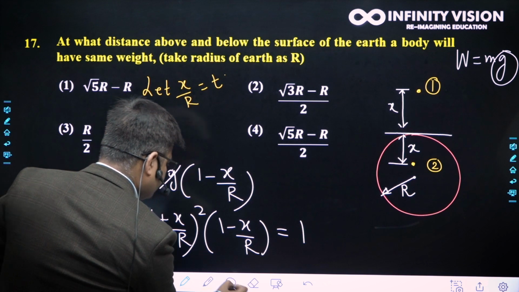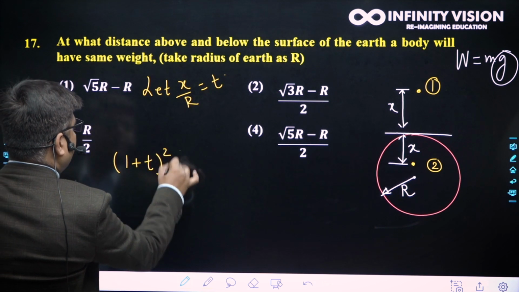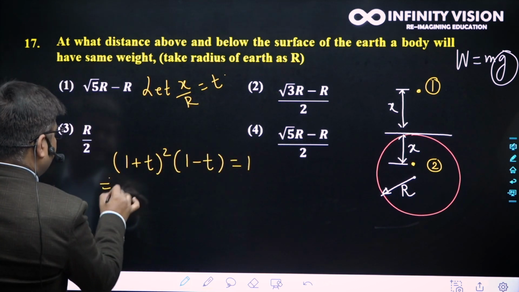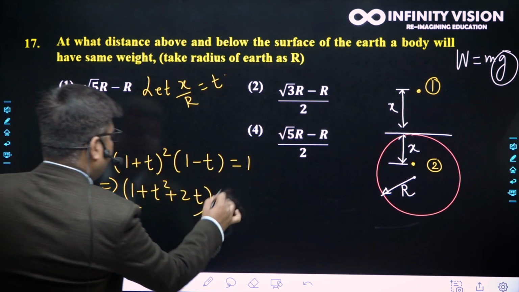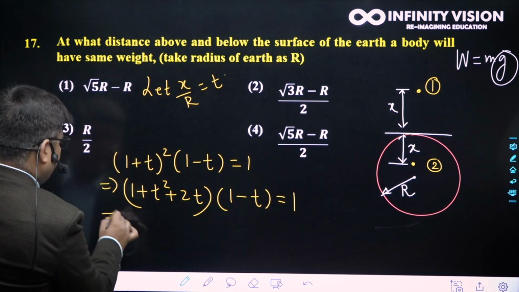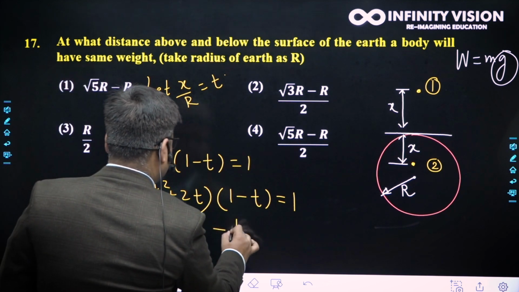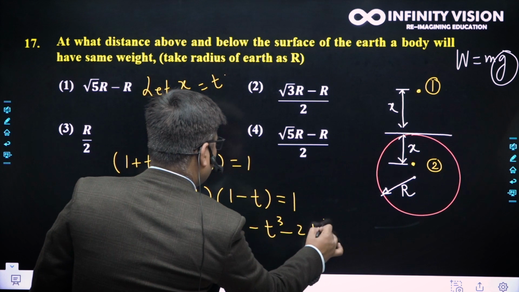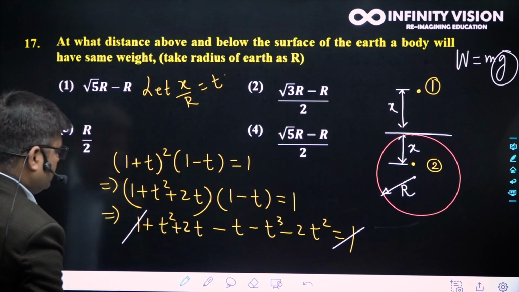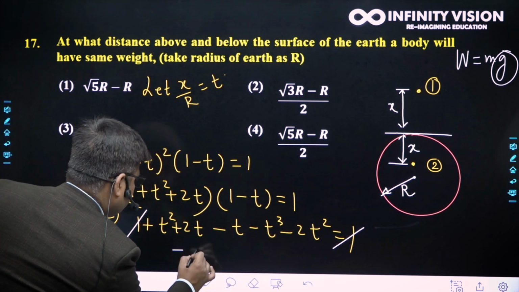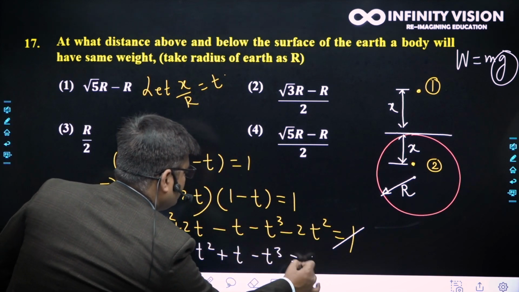So we can write (1 plus t) whole square times (1 minus t) equal to 1. Just expanding the bracket, 1 plus t square plus 2t, and this is times 1 minus t, which gives minus t cube minus 2t square, equal to 1. So this 1 and 1 get cancelled out. t square minus 2t square minus t square. 2t minus t is plus t, and this is minus t cube equal to 0.